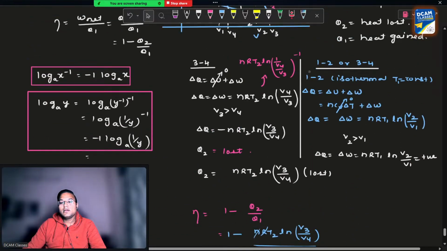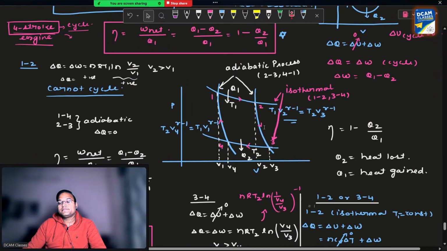I have actually applied the adiabatic process equation from 2 to 3. At point 2, the temperature is T1: T1 V2 power gamma minus 1. At point 3, the temperature is T2: T2 V3 power gamma minus 1. Again, from 4 to 1, because that process is also adiabatic, T2 V4 power gamma minus 1 is equal to T1 V1 power gamma minus 1. This is the equation that I have written here.